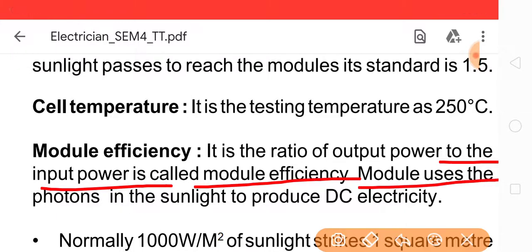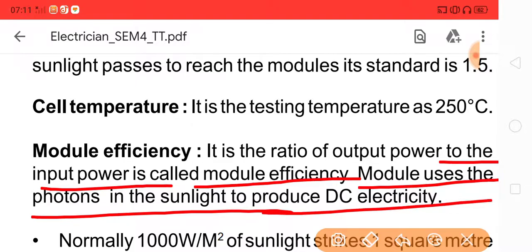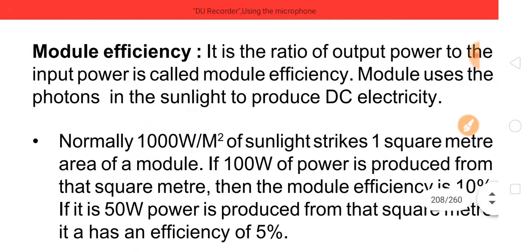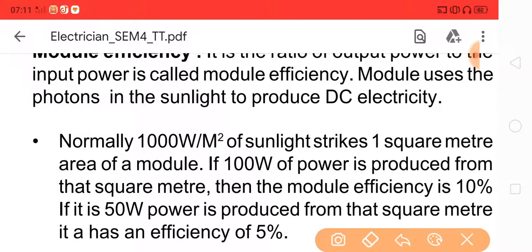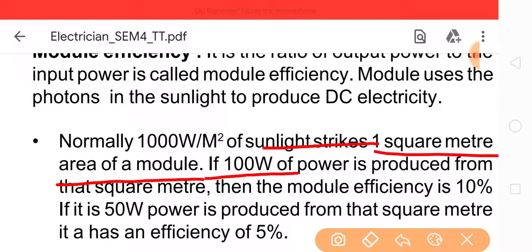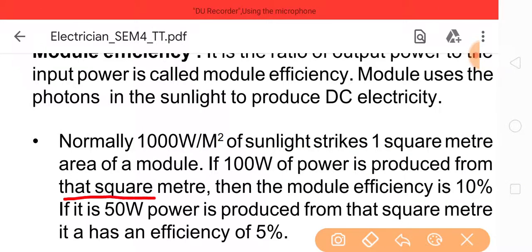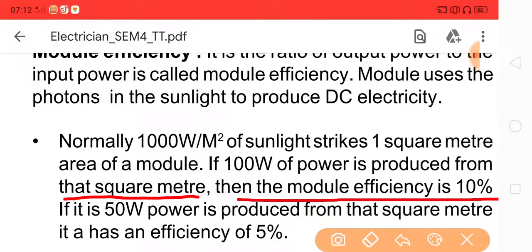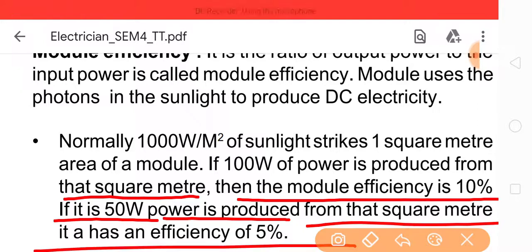The module uses the photons in the sunlight to produce DC electricity. Normally, 1000 watts per square meter of sunlight strikes 1 square meter of module area. If 100 watts of power is produced from that square meter, then the module efficiency is 10%. If 50 watts of power is produced from the square meter, it has an efficiency of 5%.